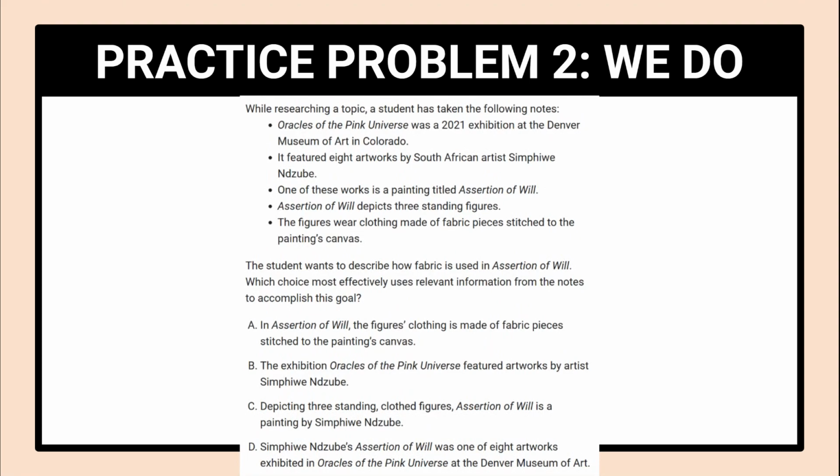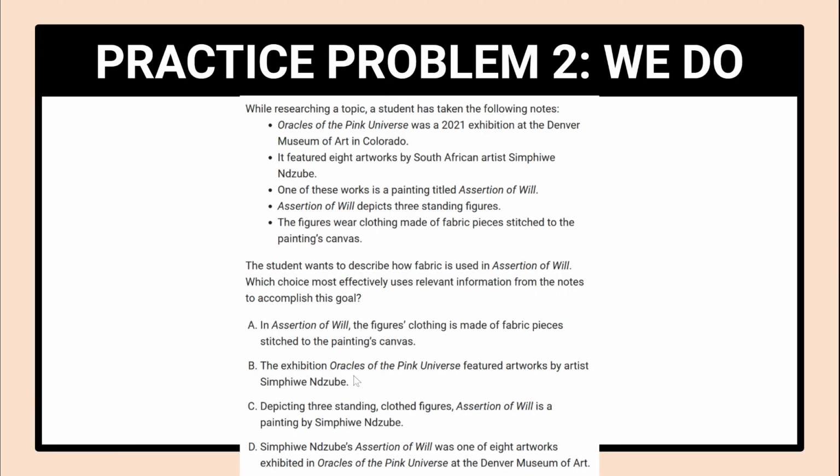All right, let's look at this carefully. The student wants to describe how fabric is used in Assertion of Will. Which choice, how is the fabric used? In Assertion of Will, the figure's clothing is made of fabric pieces stitched to the painting's canvas. Okay, that gives us exactly how the fabric pieces are used in Assertion of Will. I don't think we need to look through the other options, but just to be sure, we can do so.